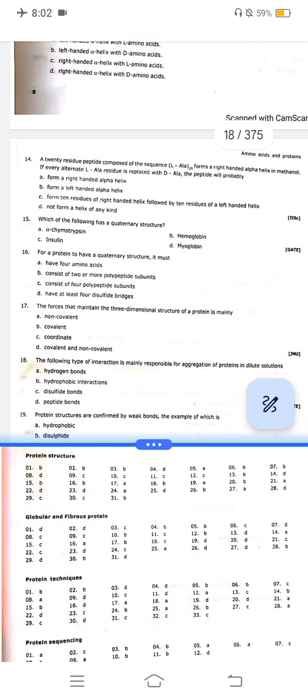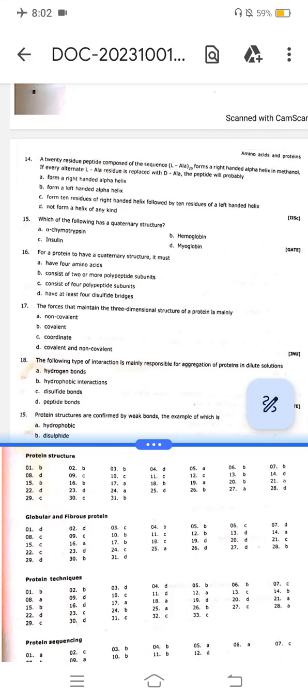And which of the following has a quaternary structure? Question 15, B, in the sense hemoglobin. Yeah, hemoglobin has a quaternary structure with 4 subunits. So for a protein to have a quaternary structure, it must have 4 amino acids. No, I'm sorry, 16B. It consists of 2 or more polypeptide subunits. Yeah, that's right.